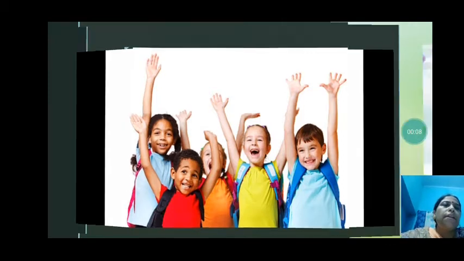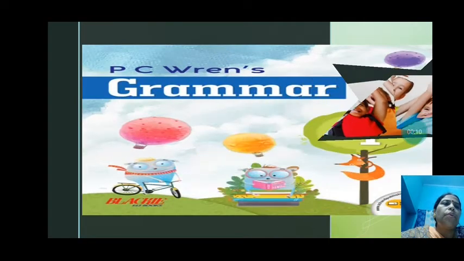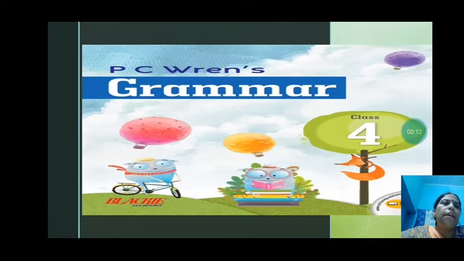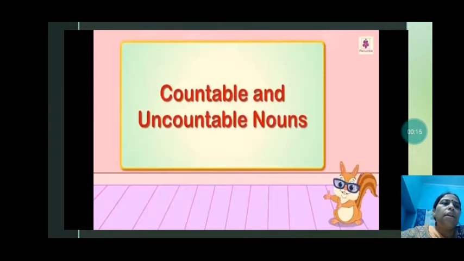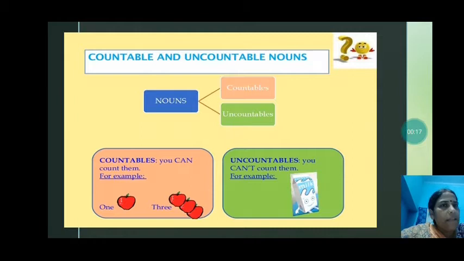So, today, children, in grammar, we are going to read about the countable and uncountable nouns. Let us know what is countable and uncountable nouns. So, first of all, we will know about the countable nouns. The nouns which can be counted are known as countables.